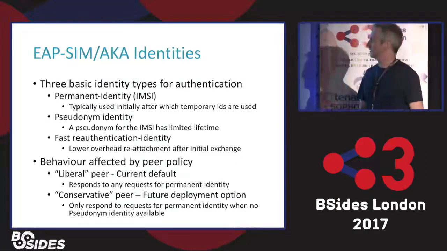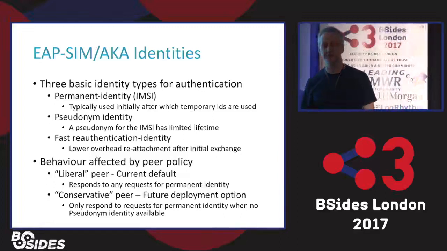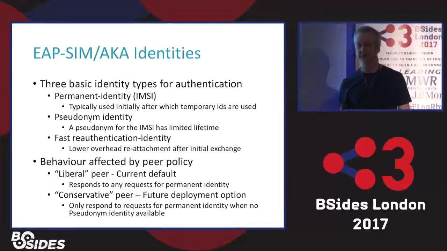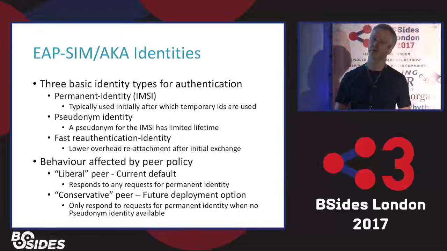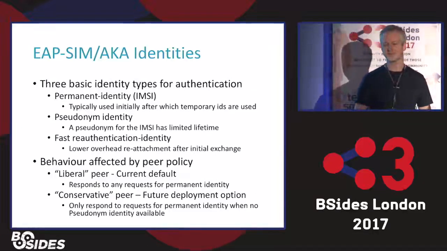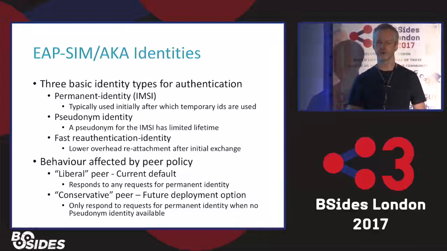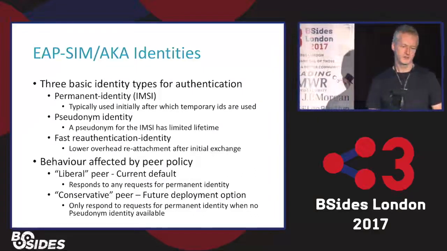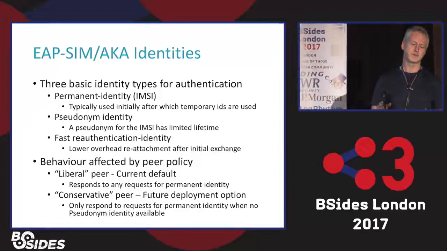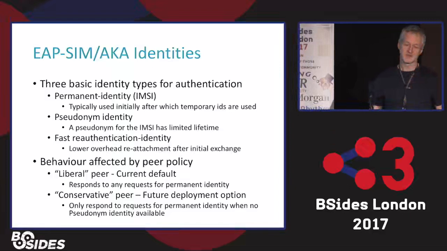But the behavior of the protocol is controlled by what's called a peer policy, and there are two options. You've got a liberal peer, which is the current default, and it responds to any request for permanent identity. So you can ask the phone to do a full authentication, which basically means send me your IMSI, and there was no protection against that up until fairly recently. There's the conservative peer, which is the second peer policy, a future deployment option. It is under deployment, although I've yet to actually see it in action, but I haven't been looking everywhere.